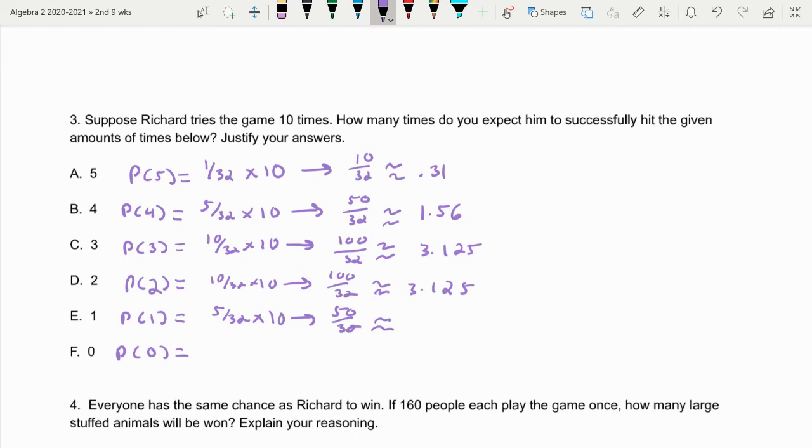Approximate. All right. Get a better 32 there. Come on, thing not cooperating with me today.